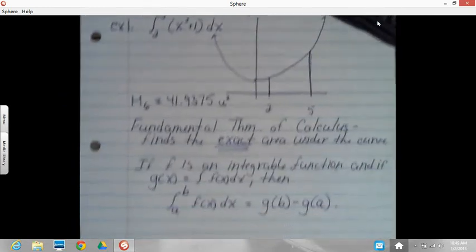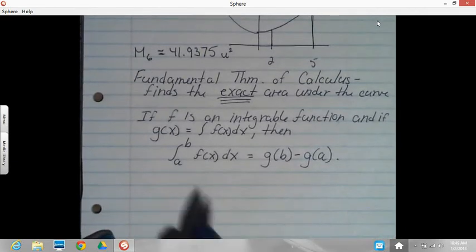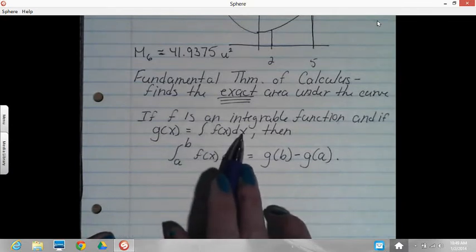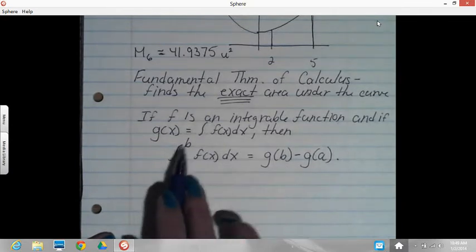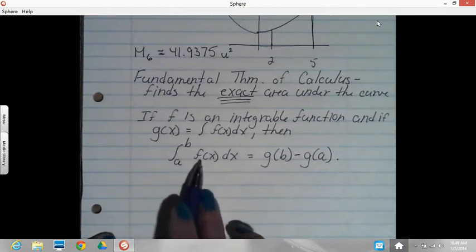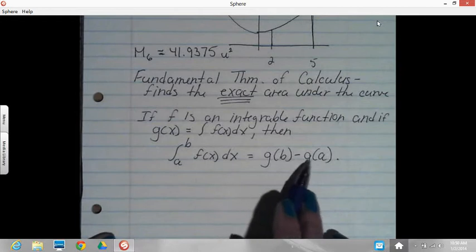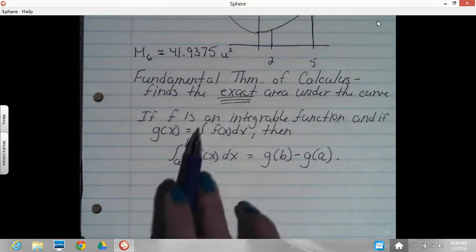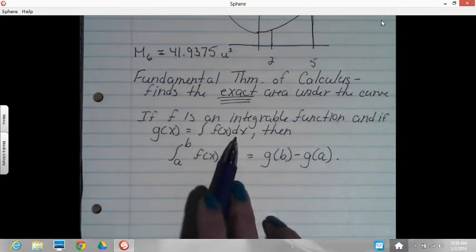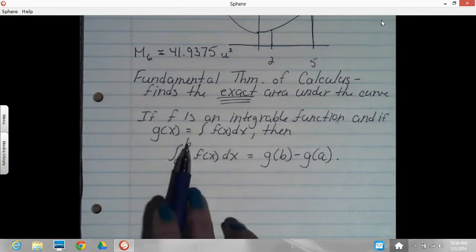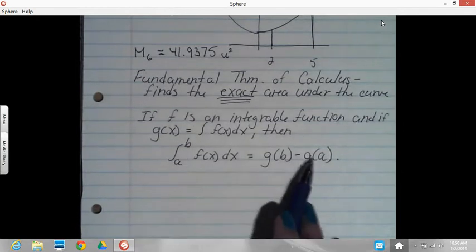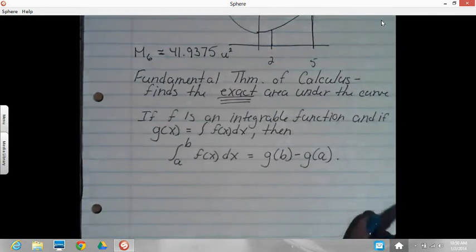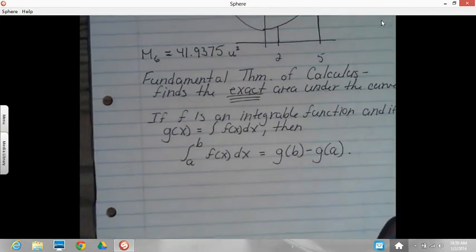Okay, sorry. So if f is an integrable function, and if g of x is that antiderivative function, then the integral from a to b of f of x, in other words, the area under the curve, is g of b minus g of a. So what that's telling you to do is find the antiderivative of this function, and we spent a lot of time doing that. And then all you have to do is substitute in the upper boundary, substitute in the lower boundary, and subtract those two results. That will give you the area under the curve. So let's redo that problem I started with and do it with the fundamental theorem of calculus.